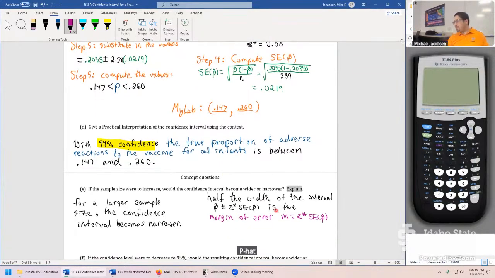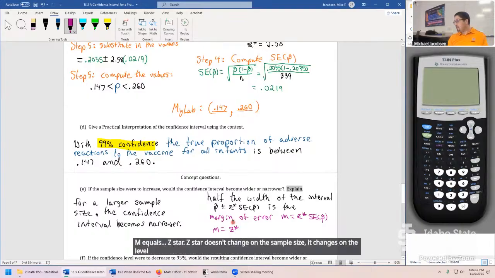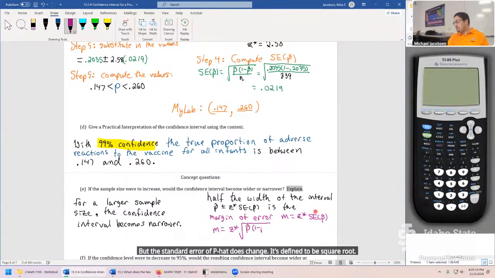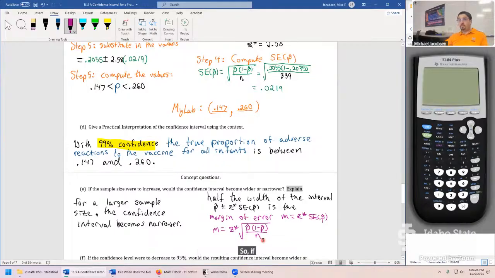And m is z star times standard error of p hat. Z star doesn't change on the sample size. It changes on the level of confidence. But the standard error of p hat does change. It's defined to be the square root of p hat times 1 minus p hat divided by n. So if this is the formula for half the width of the confidence interval, take the center, add that value, the margin of error m, and you've got this number. So that's why it's half the width.